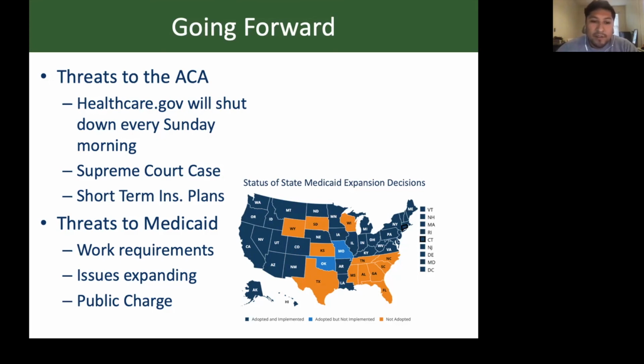There are also still threats to Medicaid. So there are work requirements implementation, issues expanding. Luckily, we were able to expand in a few additional states, but there are still issues like public charge, which are scaring people from applying for benefits, even though they might be eligible.